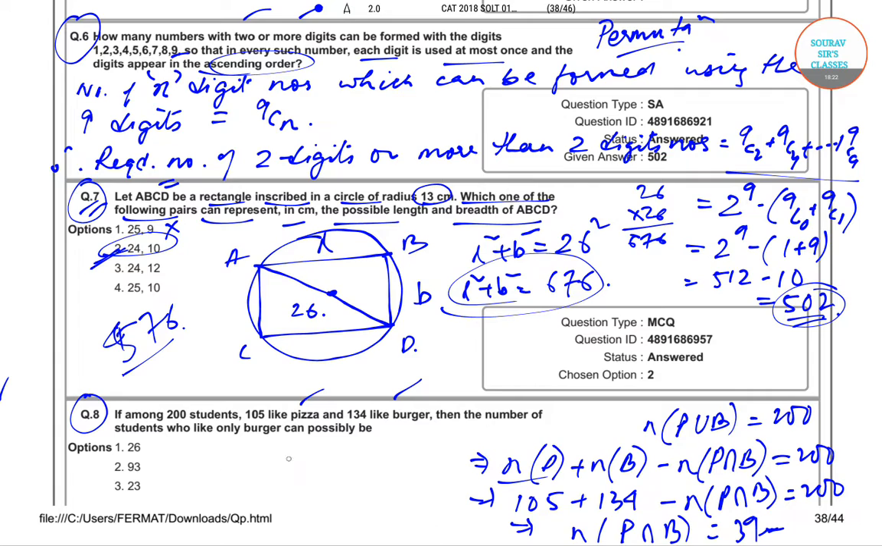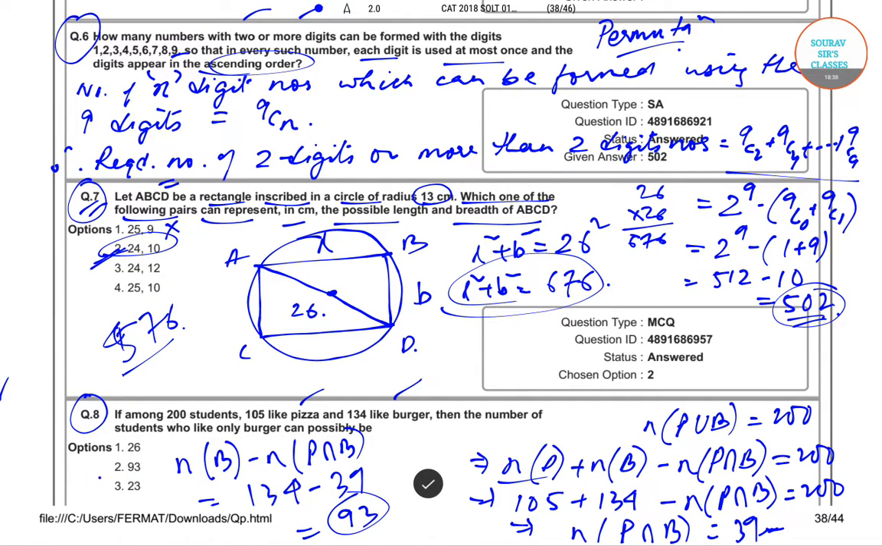So the number of students who like only burger will be basically n of B minus n of P intersection B, which is equal to 134 minus 39, which is equal to 93. And we have an option over here, option 2, which is equal to 93. So 93 is the correct option over here.